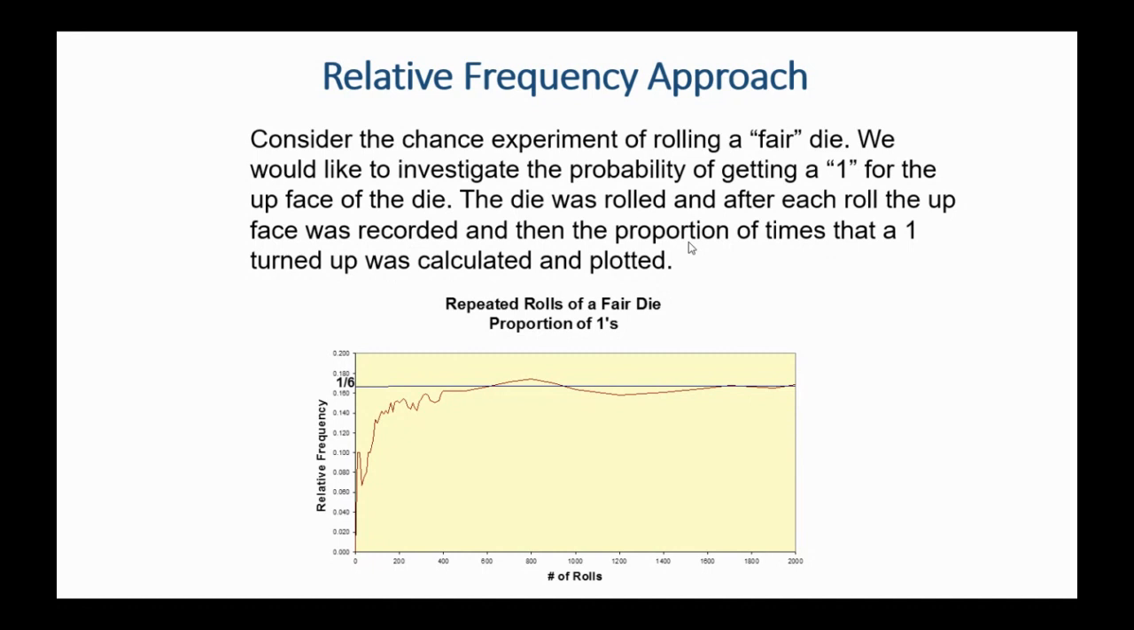So when we start off at first, notice how much our relative frequency jumps. Jumps, then falls, then jumps. And then eventually we start kind of evening out where? Around 1/6, which is our theoretical probability. And that's if we roll it 2,000 times.